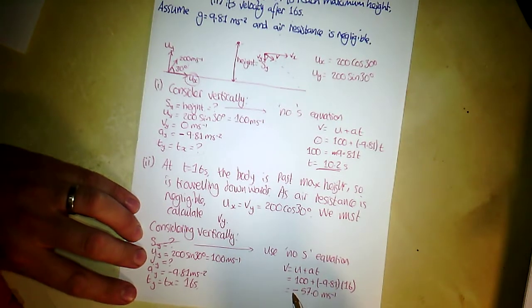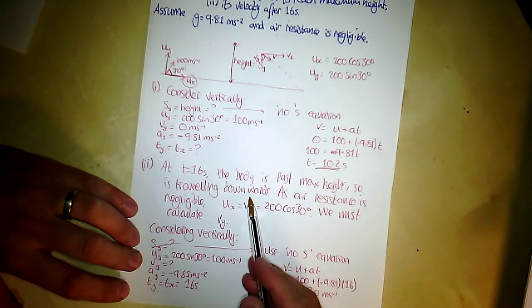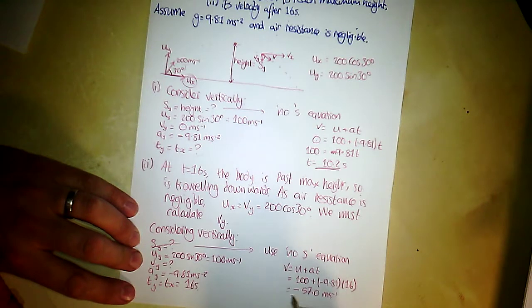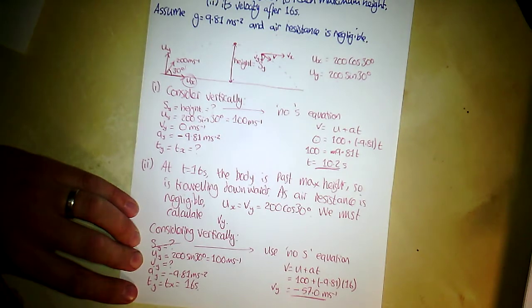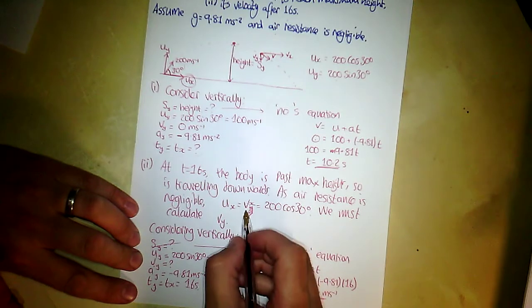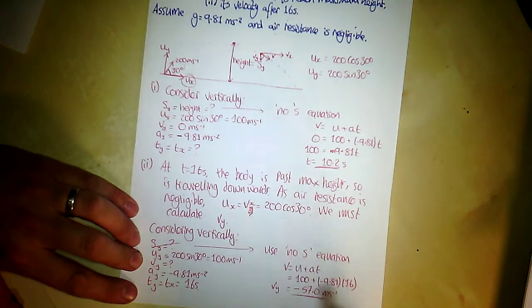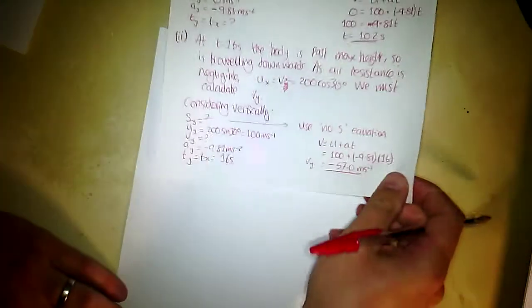Correct? Minus? Yes, it's going downwards, as we said. It's past the maximum height, it's travelling downwards. We would expect it to be a negative value. So, that is one component of it, vy. We've got the other component, vx. vy and vx were combined together using Pythagoras' theorem.